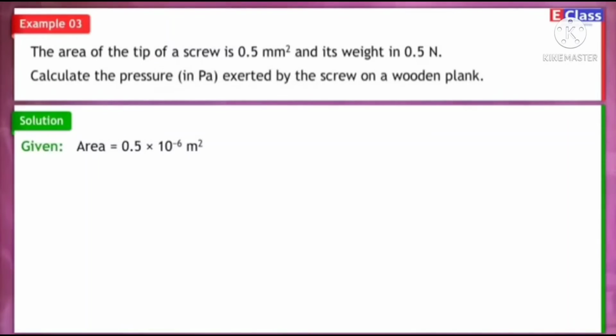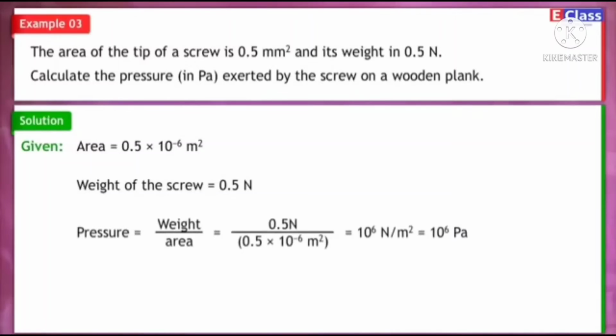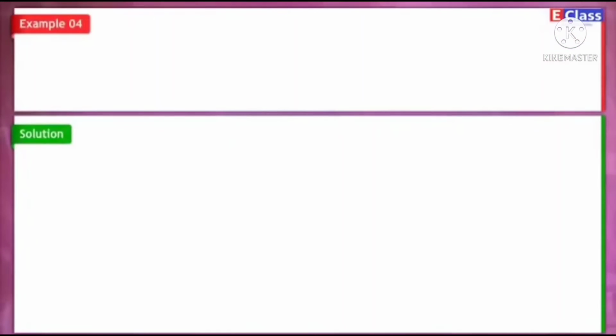Here the area is equal to 0.5 into 10 raised to minus 6 square meter. Weight of the screw is 0.5 Newton. To find pressure, it is weight upon area. Put the values: weight is 0.5 upon 0.5 into 10 raised to minus 6. 0.5 gets cancelled. 10 raised to minus 6 becomes positive 6 as it goes to the numerator.